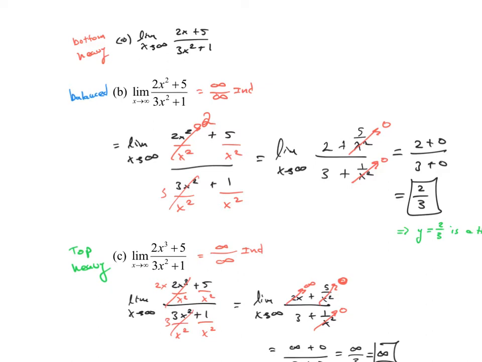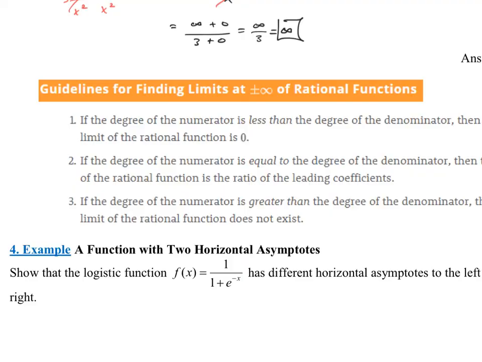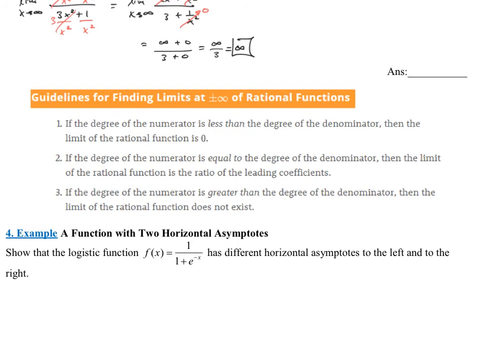What's the trick to solving them? Divide them by the highest power of x in the denominator. Well, when you do that, you're going to start noticing something happens every single time in each one of these 3 cases. So what's happening? And that's what that next chart is about. It says guidelines for finding limits at plus and minus infinity of rational functions. The first one says if the degree of the numerator is less than the degree of the denominator. That is what I called bottom heavy.